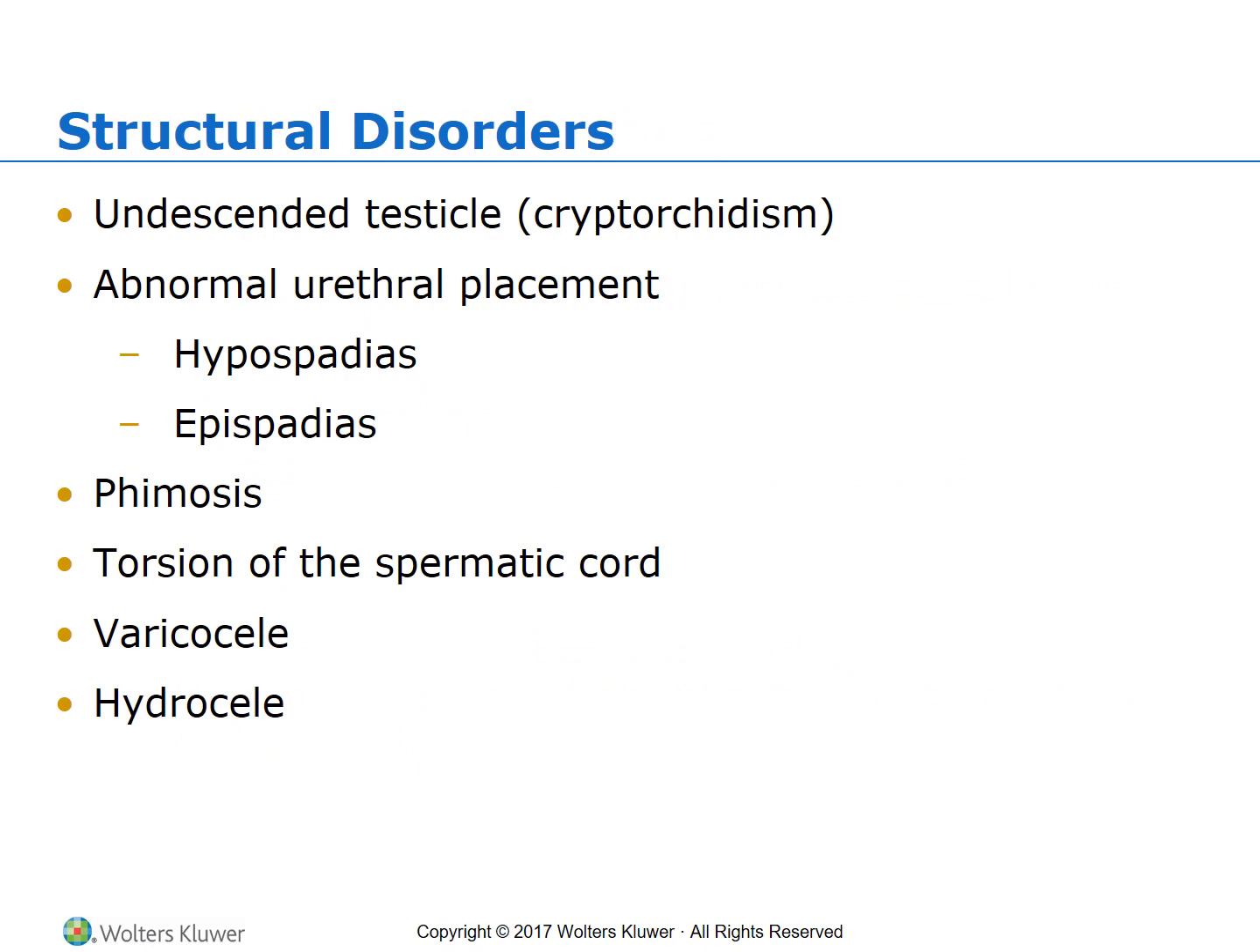Undescended testicle, or cryptorchidism. It can be unilateral, it may be bilateral. It should be corrected early in life to allow for successful sperm production, as internal body temp is too warm for sperm development.